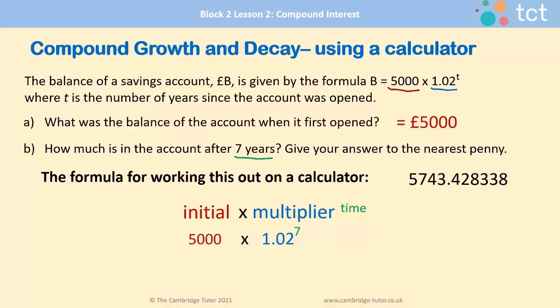5,743.428338. And remember, this is money, it's asked you to round it to the nearest penny. Check what's in the 1 pence column. Do you need to round it? Yes, you do. So that 42 pence will become 43 pence.